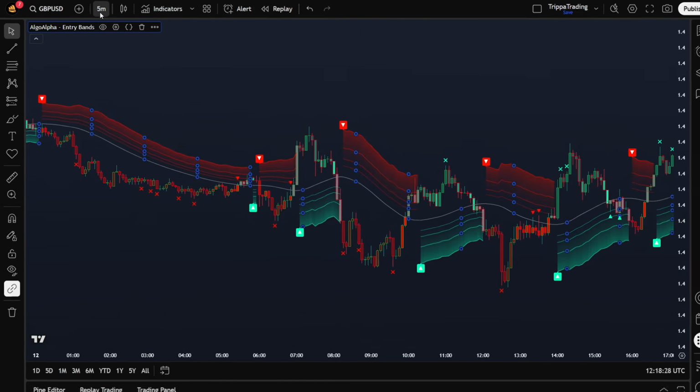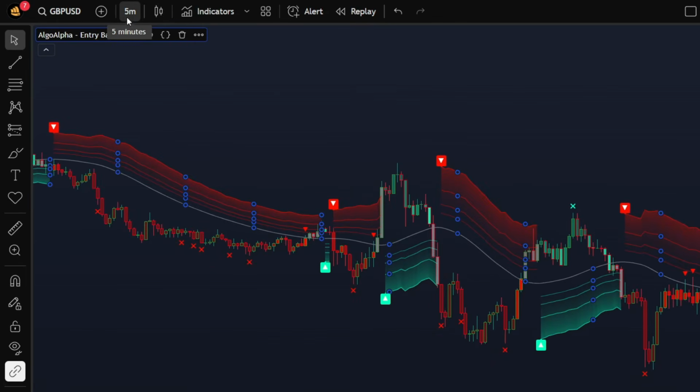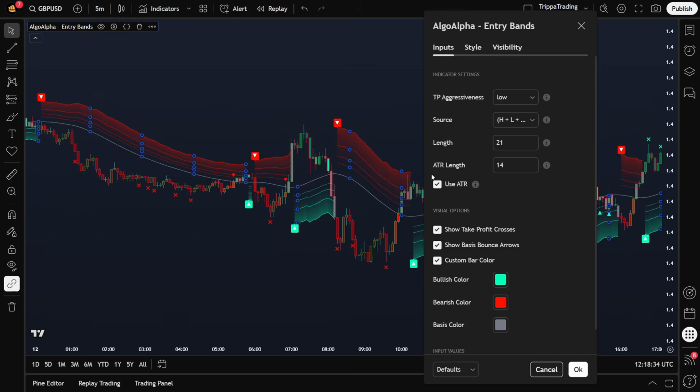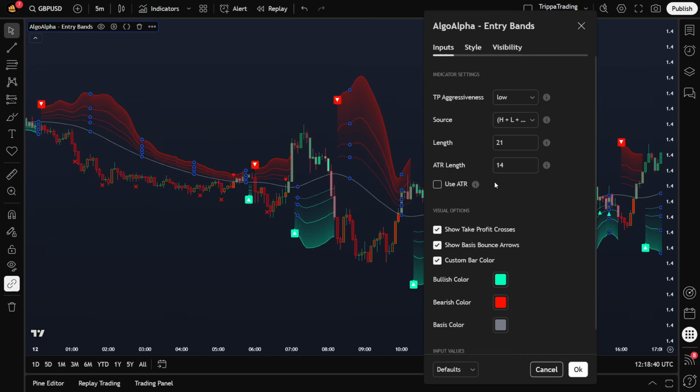If you are trading short charts like the 5-minute or 15-minute, you want the indicator to react faster. So in the settings, in that case, use SDEV instead of ATR. Lower the smoothing on the basis line and increase the take profit aggressiveness so you get quicker signals. Short-term trades don't last long, so you need the indicator to be faster.